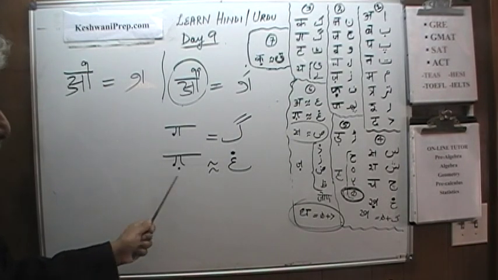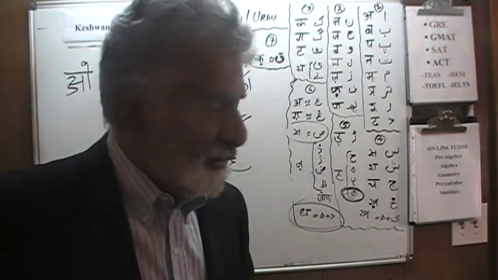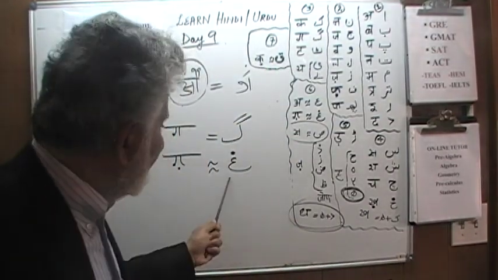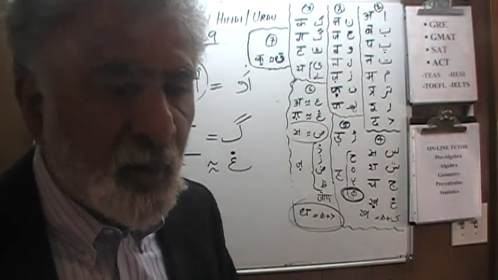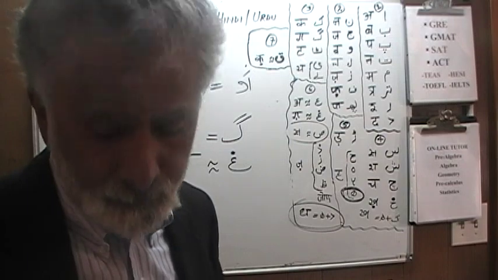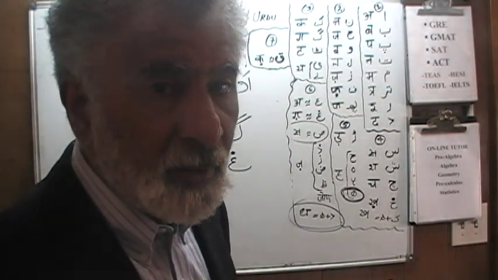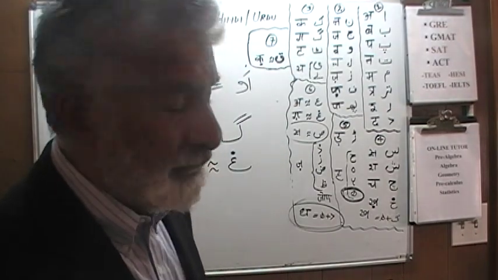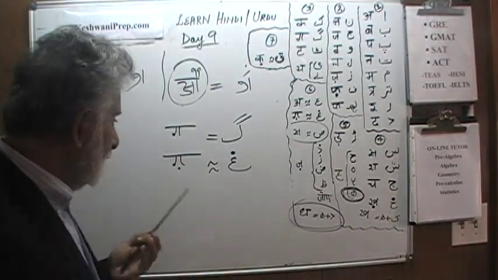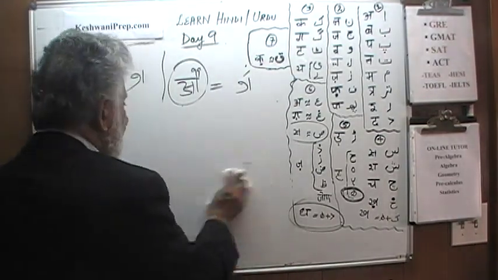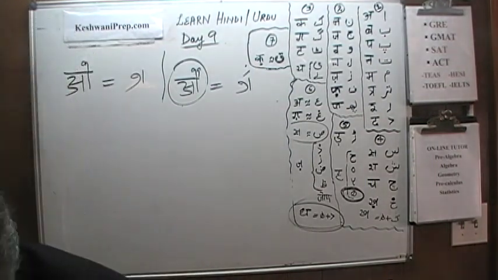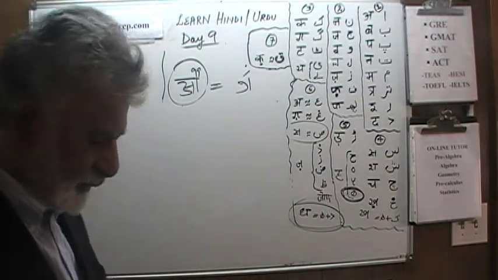So the word that we're about to write takes a Gain. This makes a G sound and this makes a G. You understand? Again, these are words that have crept into the Hindi language from Arabic. In Arabic they have this sound, and therefore in Hindi there is no letter for it. So we improvise by putting a dot underneath it. Here's the word.